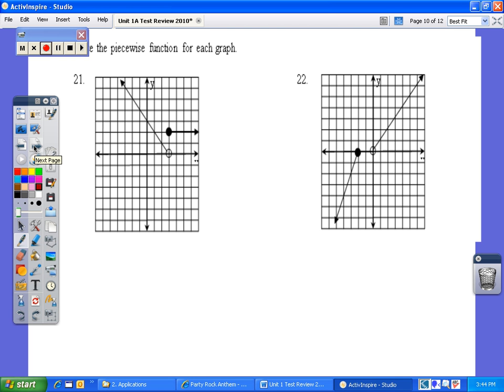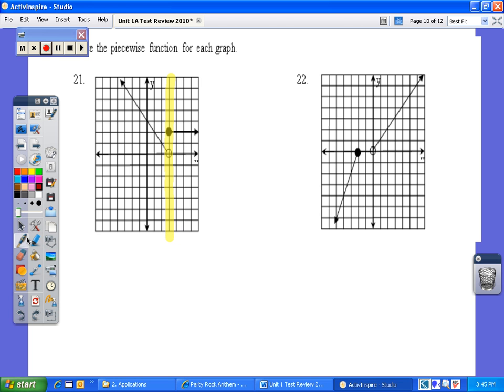Alright, the next two that we're going to do is writing piecewise. We have one very interesting piecewise equation here to write. Don't worry about 22. You won't see anything like 22 on the test. You just really have to be comfortable with something like 21. In grading your quizzes, I saw that some of you were not a little comfortable, so please make sure you come in for help. Alright.